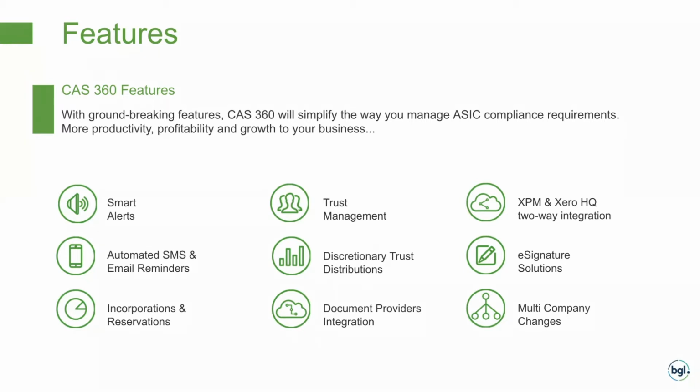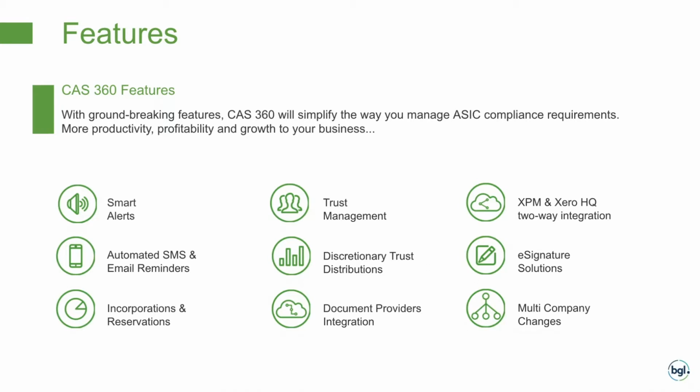Now, the best part of all of this is that we are integrated with the ASIC database, and we're constantly refreshing with them every couple of minutes or so to bring the most up-to-date information around the companies that you manage. Also, a big part of this is that it eliminates the need for you to maintain any spreadsheets or calendars to identify upcoming work in the pipeline. CAS 360's simplistic user interface automatically tells you what is upcoming, to let you know what you need to action.